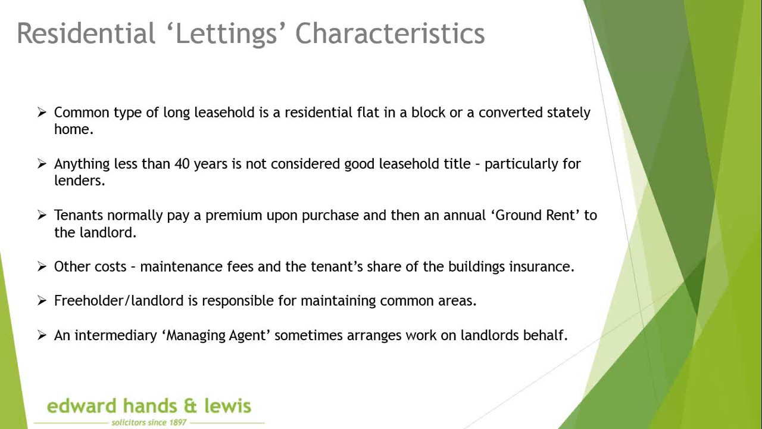For example £50,000, obviously could be more depending on the type of property and the location. And then the tenant will pay an annual ground rent to the landlord, for example £100, £200 per annum. Other costs will include maintenance fees, for example annual service charge, and the tenant's share of the building's insurance. This is normally communicated to the tenant by way of an annual invoice.